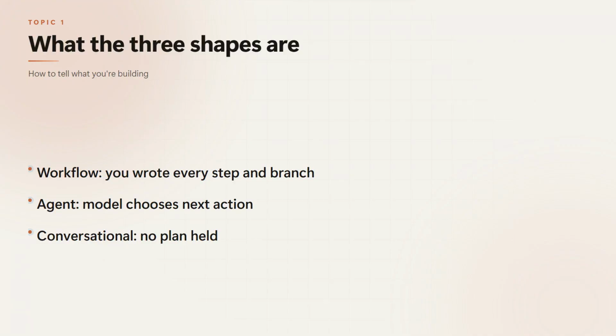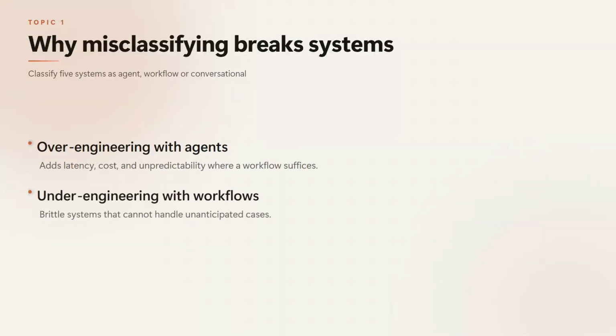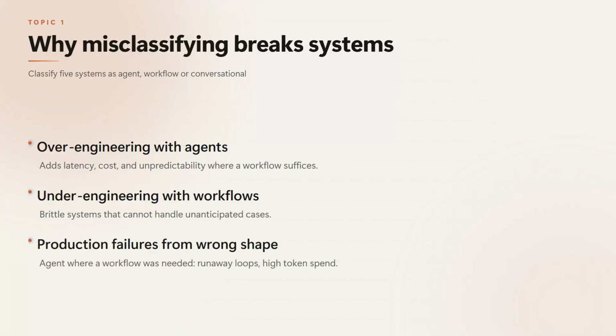The distinction people get wrong is confusing task difficulty with agency. A hard task can still be a workflow if you can write the sequence in advance. Misclassifying the shape breaks systems in production. If you build an agent where a workflow would do, you pay for every decision the model makes. You get latency, higher cost, and unpredictability; the model might choose a path you never intended. If you force a workflow onto a task that genuinely needs agency, you get a brittle system that fails the moment it hits a case you did not enumerate.